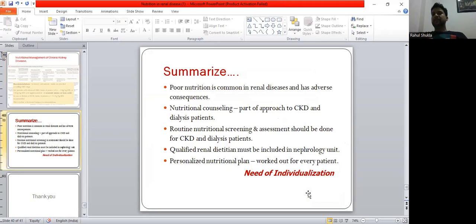To summarize, poor nutrition is common in renal disease and has adverse consequences. Nutritional counseling is an important part of management of CKD and dialysis patients. Routine nutritional screening and assessment should be done for CKD and dialysis patients. A qualified renal dietitian must be included in the nephrology unit because we have found that there is lack of counseling; the dietitian can play a very important role in this management. Personalized nutrition plans should be made because every patient is different, and every patient's requirements and cultural beliefs are different. So we need to individualize the plan. Thank you.